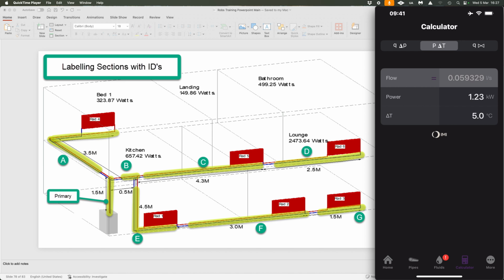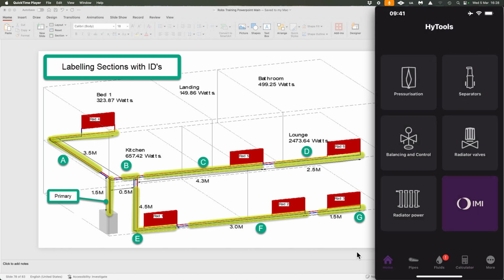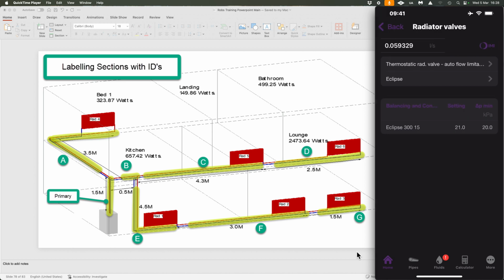So let's have a look at this. Because this is a dynamic app, if we click down the bottom here onto home, you'll see what happens. We can actually go now to radiator valves. So we click on radiator valves, and you can see what's happened dynamically. Our flow rate has come right the way through to this point here. This is quite interesting to look at.